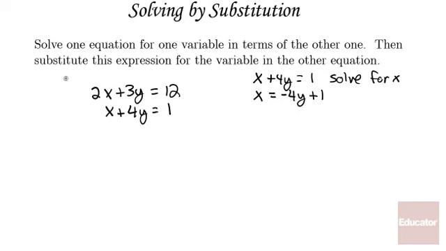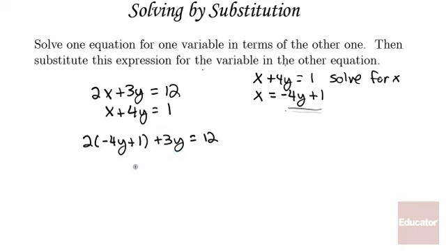The second step is to substitute this expression for the variable in the other equation. So I'm going to substitute negative 4y plus 1 for x in the first equation. That's going to create an equation that has only one variable, and then I'll be able to solve that. It's important that you go back into the other equation to substitute in. This gives me 2 times negative 4y plus 1, plus 3y equals 12.